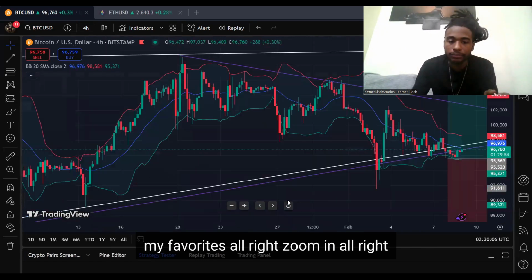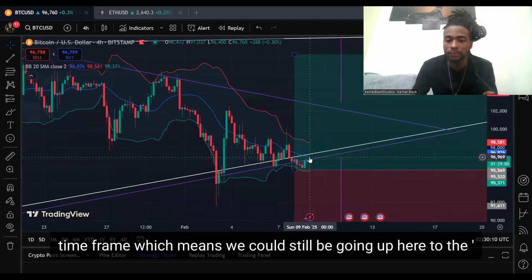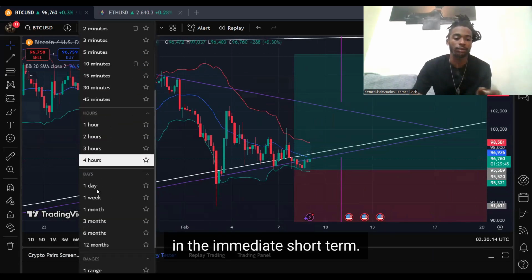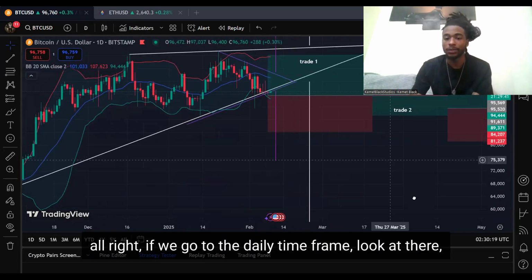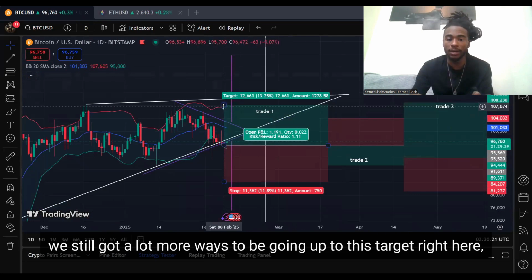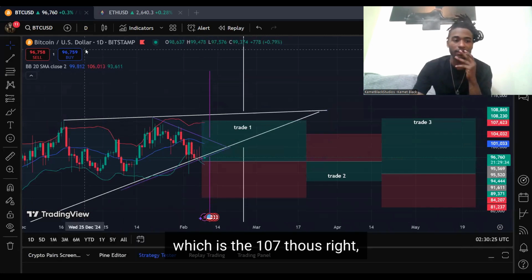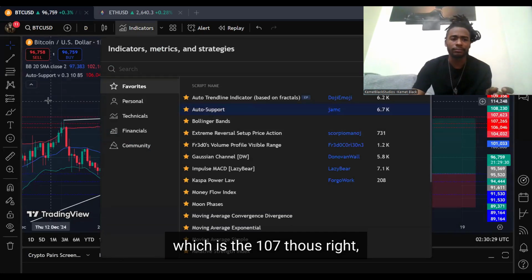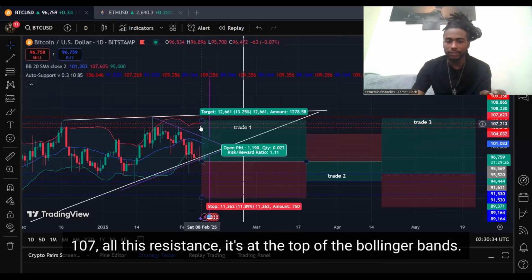All right, zoom in. On the Bollinger Band, you see we're right in the middle on the 4-hour time frame, which means we could still be going up to the 98,000 in the immediate short term. If we go to the daily time frame, looky there. We still have a lot more room to go up to this target right here, which is the 107,000. We can go all the way up to the 106, 107. All this resistance is at the top of the Bollinger Bands.